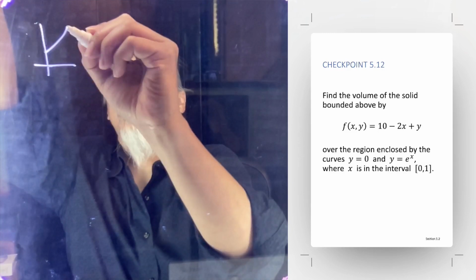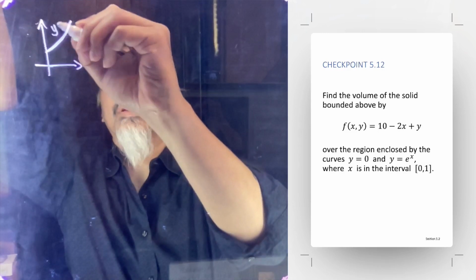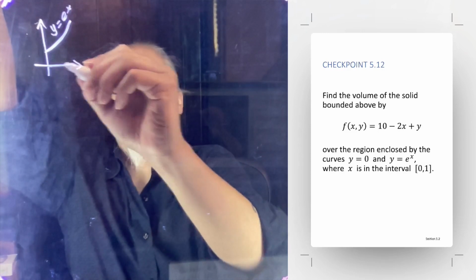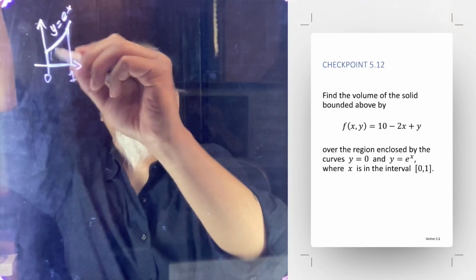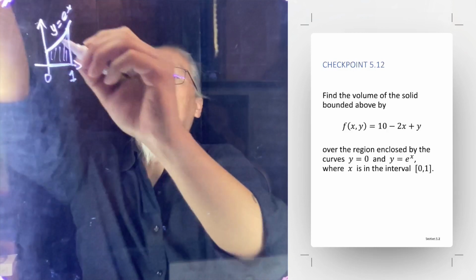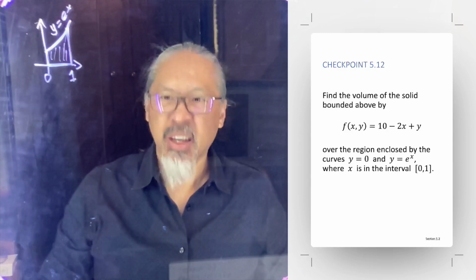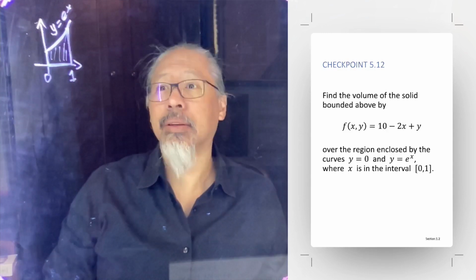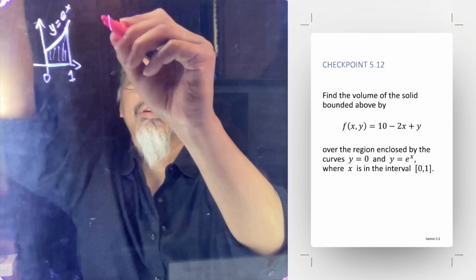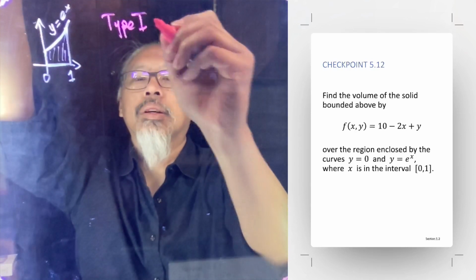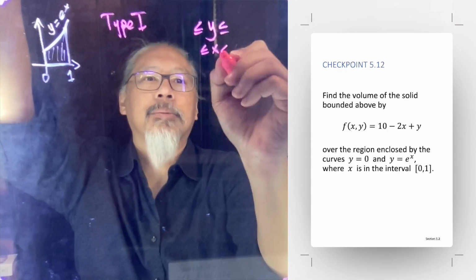So e to the x goes up like this. This is y equals e to the x, and 0 is the x-axis, and here we're going to go from 0 to 1. So this is the region that we're talking about. In terms of trying to set up a double integral over this region, I think it's best to do this as a type 1 region, where we integrate with respect to y first, and then with respect to x.